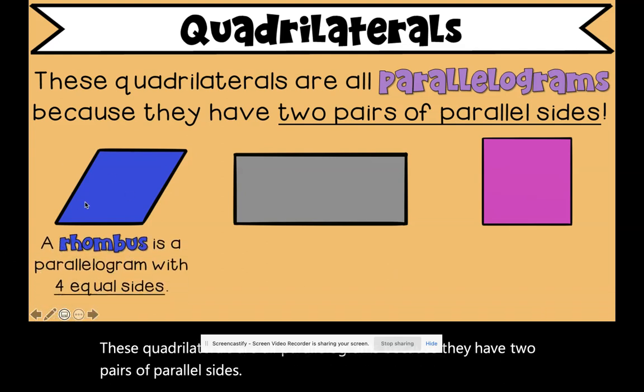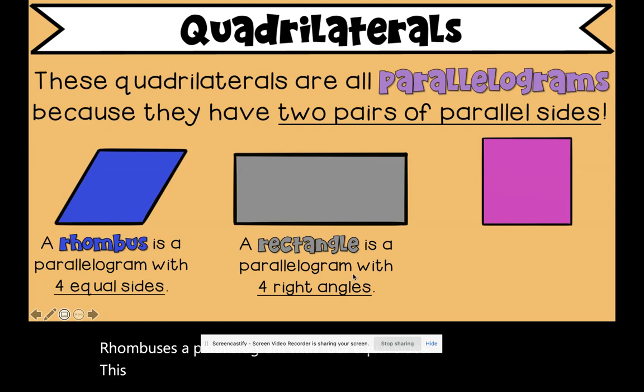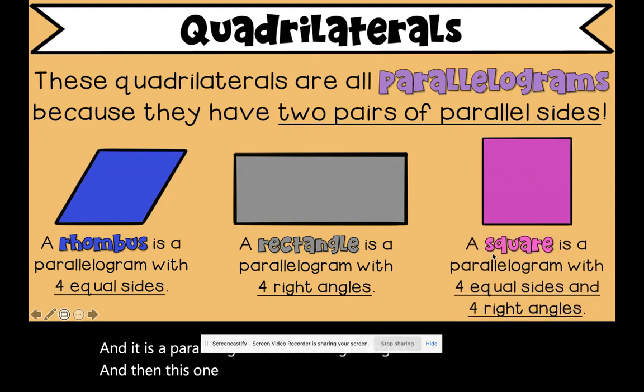This is called a rhombus. A rhombus is a parallelogram with 4 equal sides. This one is called a rectangle, and it is a parallelogram with 4 right angles. And then this one is called a square, and it is a parallelogram with 4 equal sides and 4 right angles.